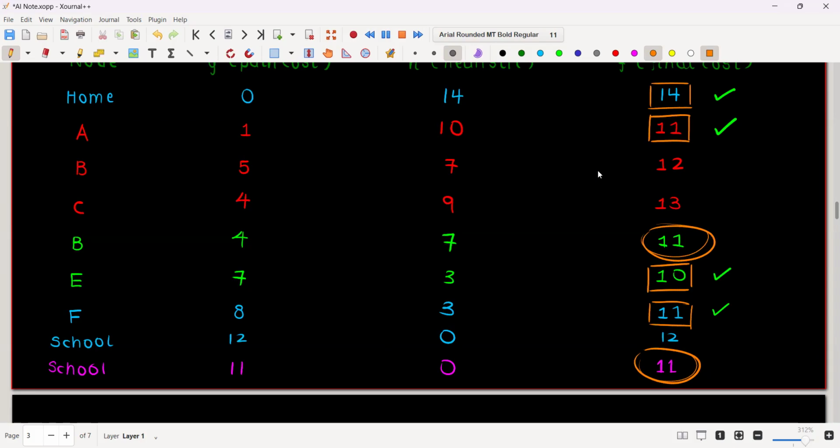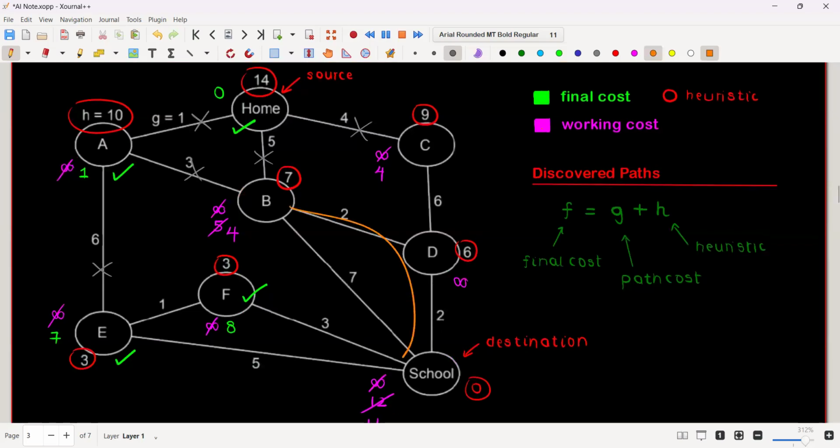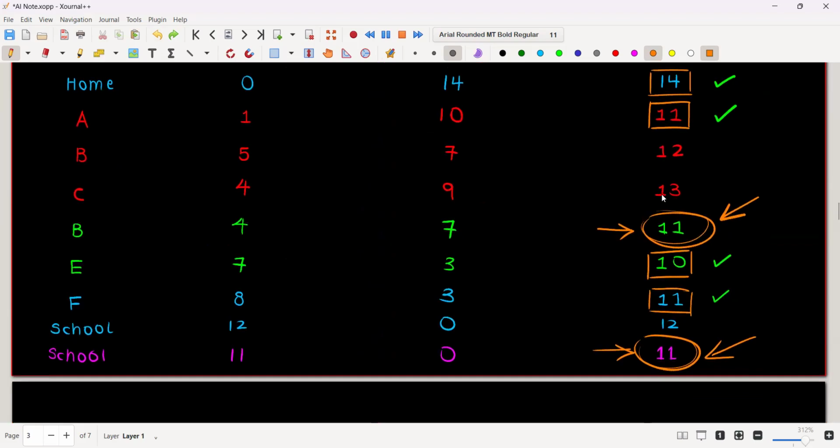If you're at the school and the final cost is 11, and if you're at B and the final cost is 11, keep in mind, B is not the school. B is not where you want to be. But B is not the school, but it still has a final cost the same as the school. What does that indicate? If you want to go from B to the school, then it will definitely take up more than 11 units of final cost because you're still not at the school, but you've taken up as much distance as the school already, right?